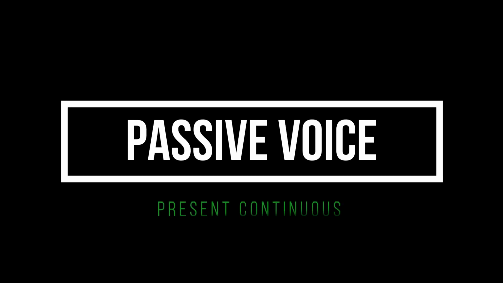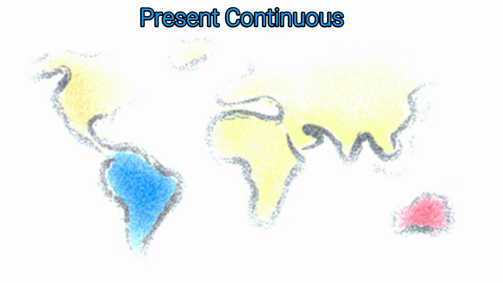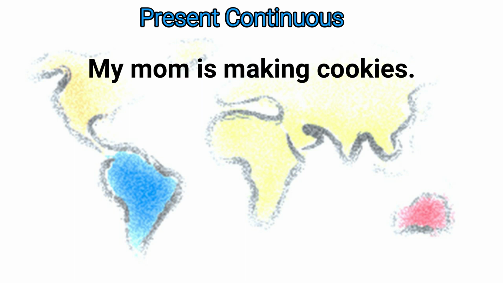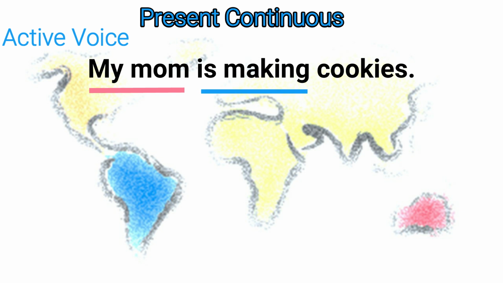Next, we'll take a look at the passive voice being used in the present continuous. My example reads, my mom is making cookies. As always, we want to identify this as being the active voice by looking for our subject, in this case my mom, then our verb is making in the present continuous tense, followed by the object cookies. Because it is in that order, subject, verb, object, I know I'm looking at my active voice example.